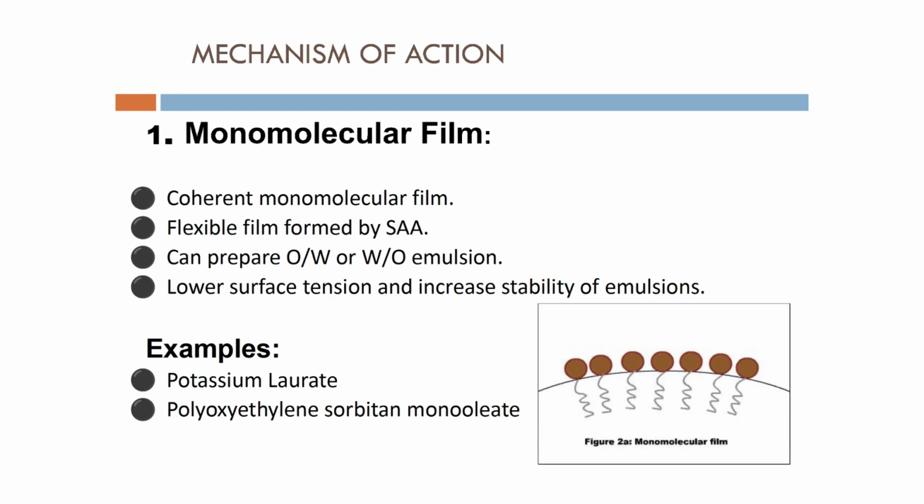A coherent flexible monomolecular film is formed by surface active agents, SAA. This flexible film can prepare either OW or WO emulsions. Its key actions are to lower the interfacial surface tension and greatly increase the stability of the emulsion. Examples include potassium laurate and polyoxyethylene sorbitan monoleate.